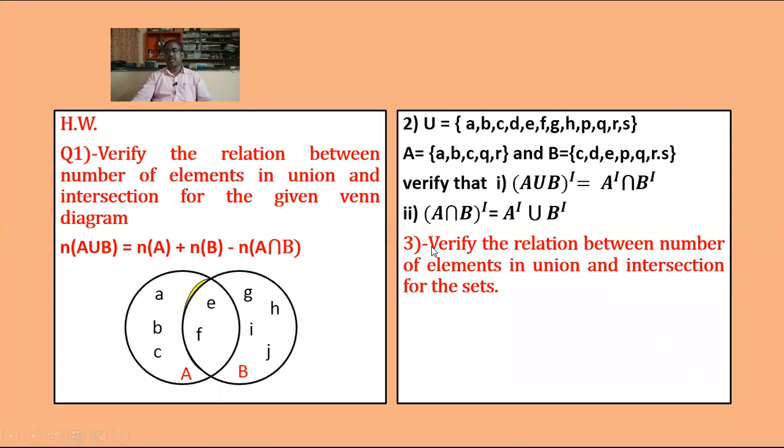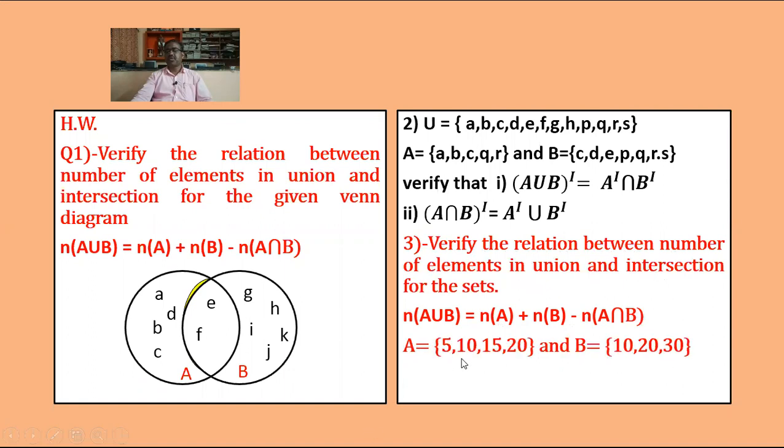And the third problem for homework: verify the relation between number of elements in union and intersection for the sets. n(A union B) is equal to n(A) plus n(B) minus n(A intersection B). Set A is equal to 5, 10, 15, 20 and set B is equal to 10, 20, 30.